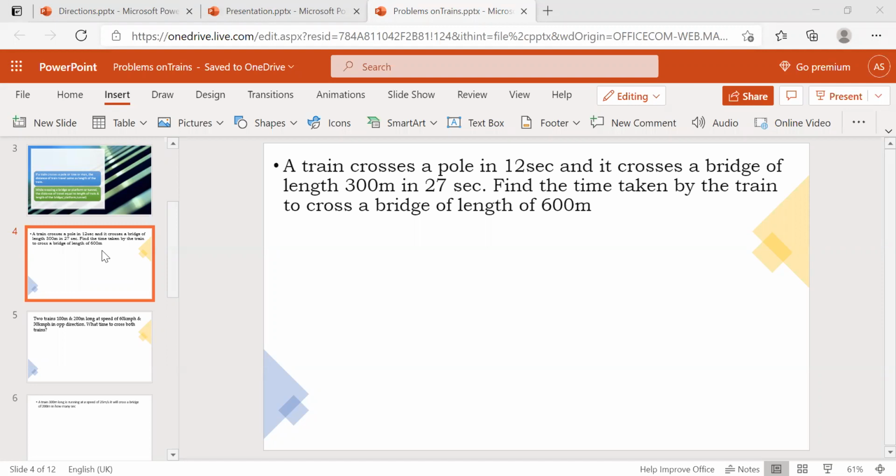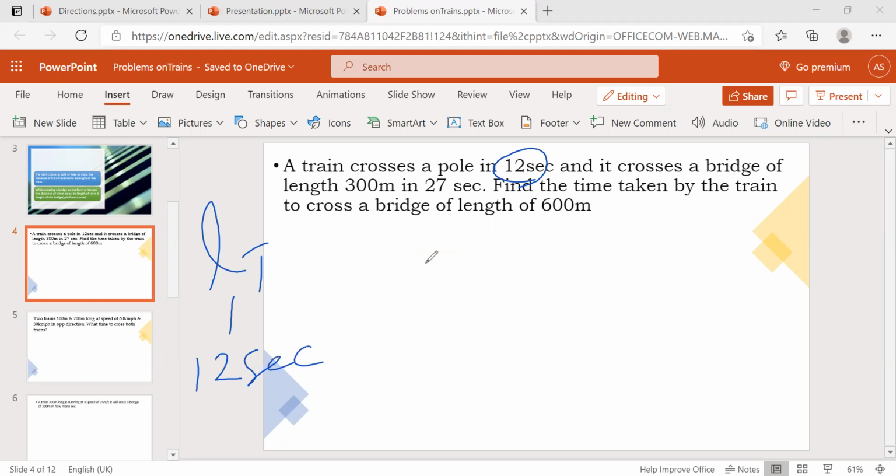What I said: when a train crosses a pole or man or any object like a tree, the distance is the same as the train length, right? So if it crosses a pole, the distance it traveled in 12 seconds is the length of the train. So the time for the length of the train is 12 seconds, as they gave.